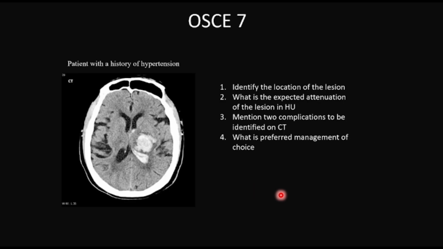This is our 7th OSCE. So this is a patient with history of hypertension, and this is his CT scan of axial sections of brain. You can observe what is the abnormality here, followed by there are questions.